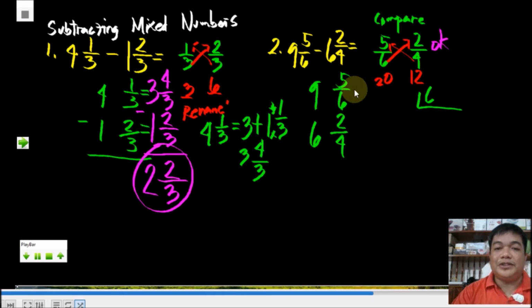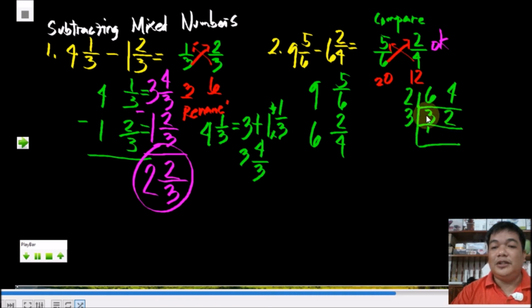But before we proceed, let us first observe that 5/6 and 2/4 are not similar fractions. We need to change them into similar fractions using continuous prime division, just like we did in subtracting similar fractions. So we're going to find the LCD of 6 and 4. We need to divide by prime numbers with 6 and 4. What prime number can we divide? 6? That is 2. 6 divided by 2 is 3. Then 4 divided by 2 is 2.